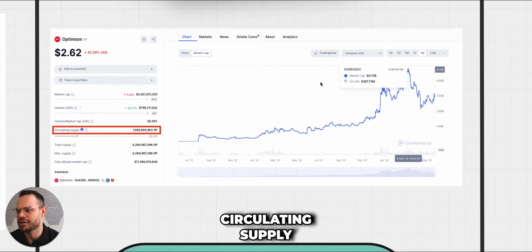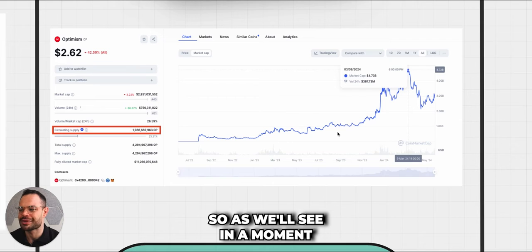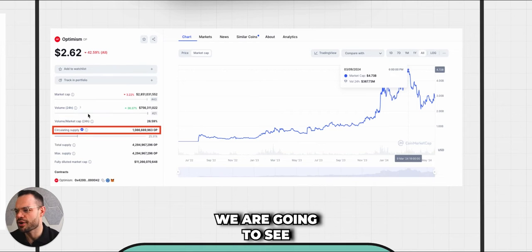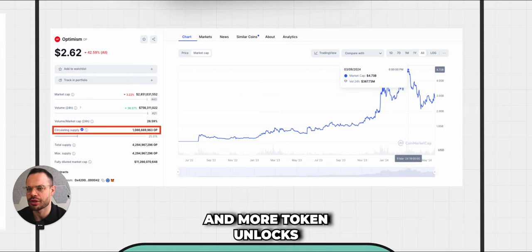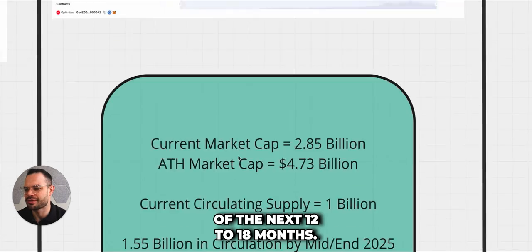And when it comes to the circulating supply, we can see they've got just over a billion tokens in circulation right now. That is only 25.3% of the total supply, which is about 4.294 billion. So as we'll see in a moment, we are going to see some dilution with more tokens coming into circulation and more token unlocks over the course of the next 12 to 18 months.